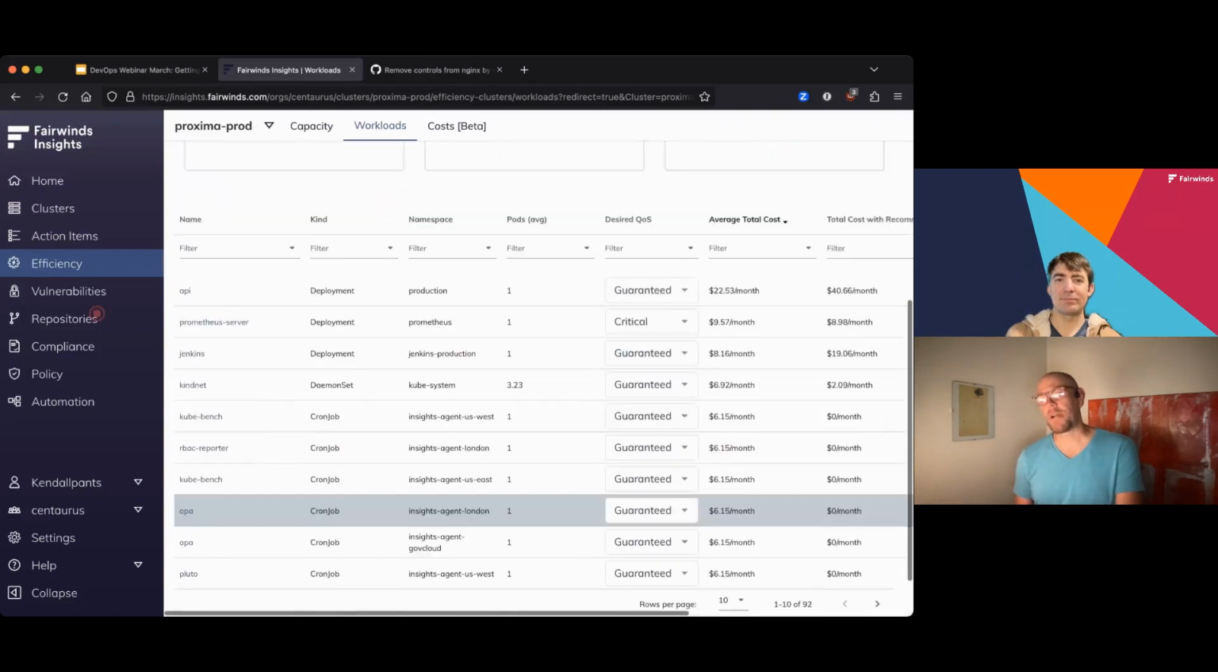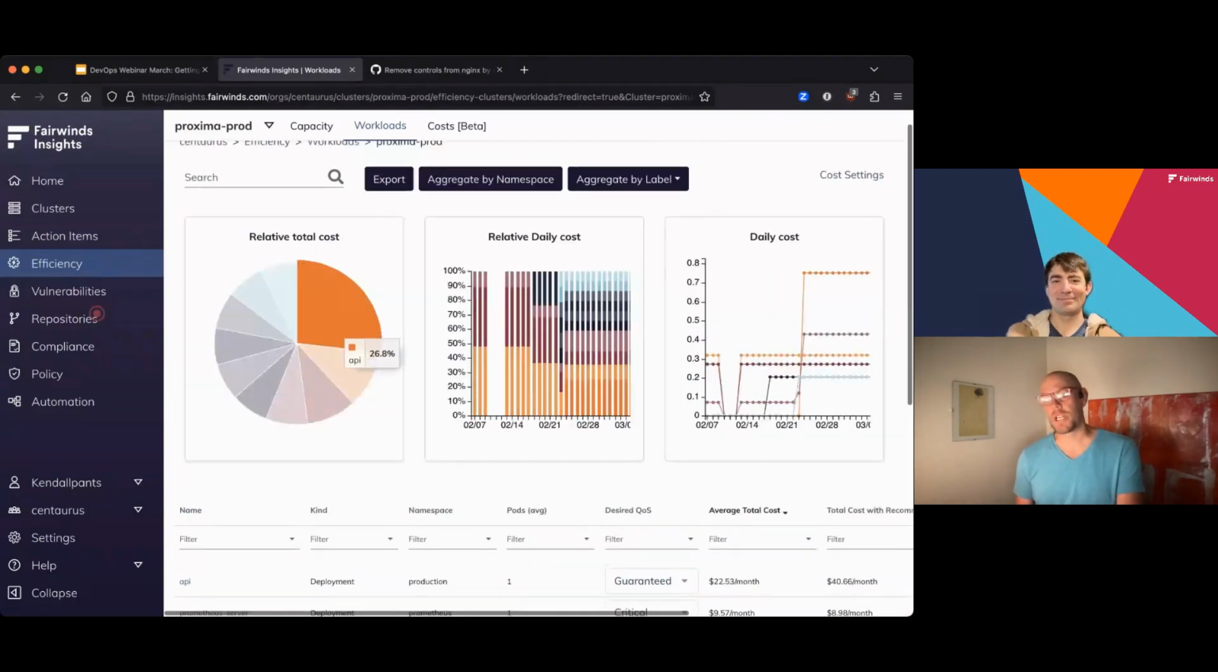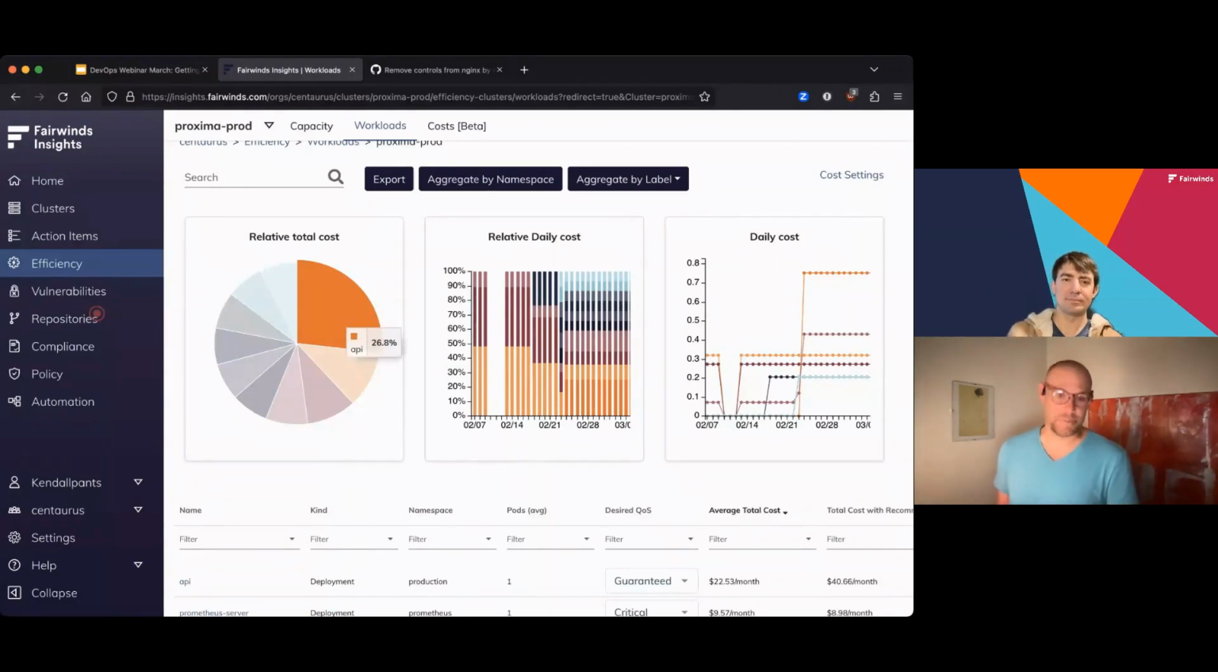And here we break down by workload. So what percentage of things are eating away our costs? Here the API is taking 26.8%. Great, that makes sense. Hopefully the API is taking a larger percentage than Pluto.